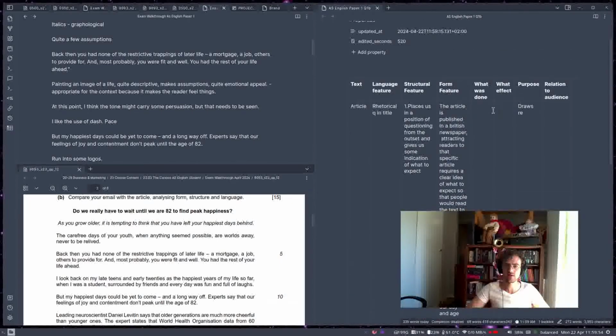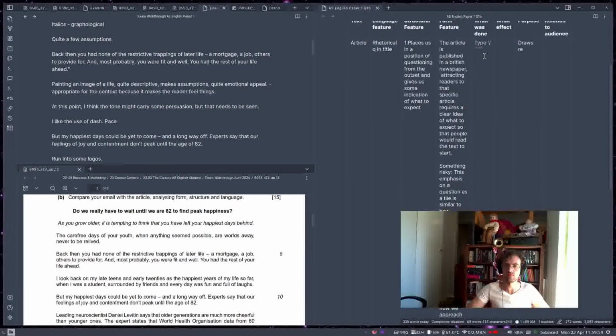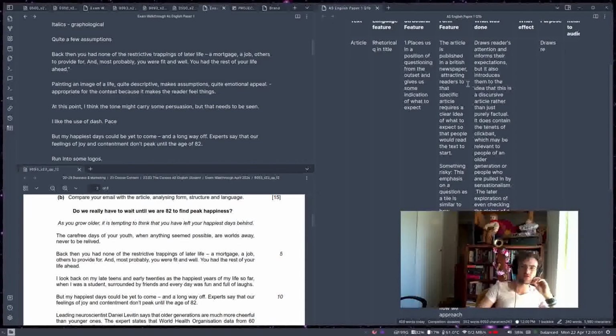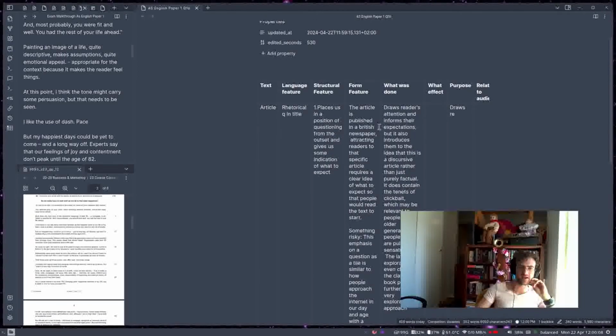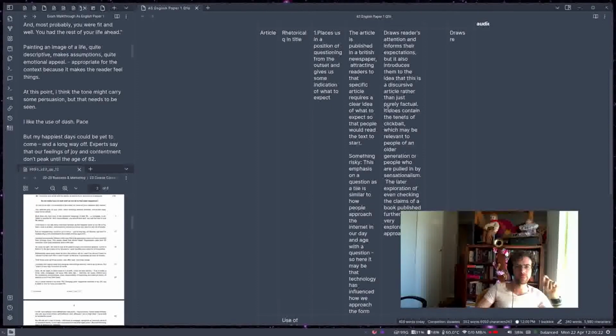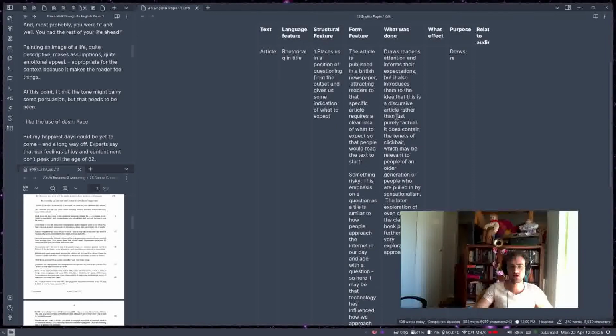So I take that. I'm going to say, so it draws readers' attention. It should actually be the effect, but I said it draws readers' attention and informs their expectation, but it also introduces them to the idea that this is a discursive article rather than just purely factual. Because it is posing a question, it is going to answer that question.